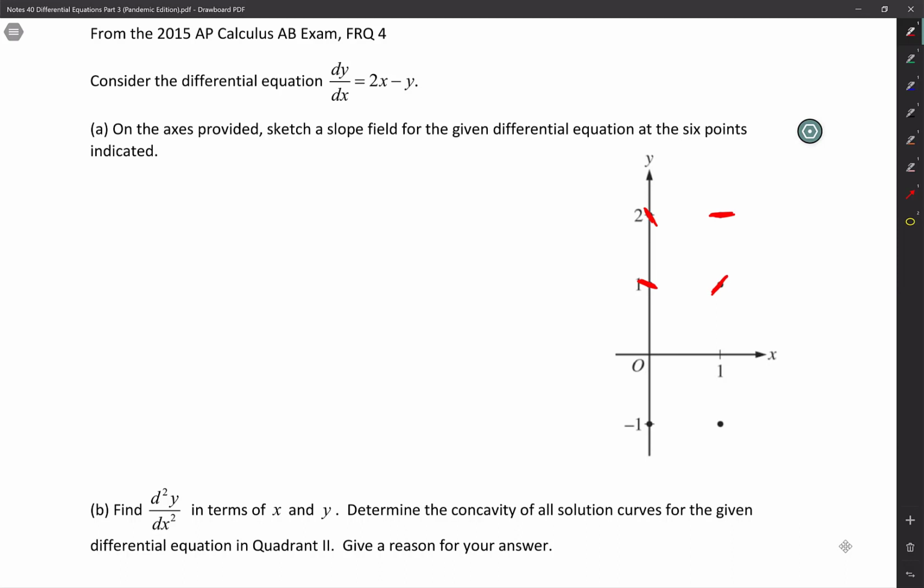Now, if I go to (1, negative 1), that should turn into 2 plus 1, which I believe is 3. So there's 3. And if I go to (0, negative 1), that's a slope of 1. So I believe that's correct, guys.